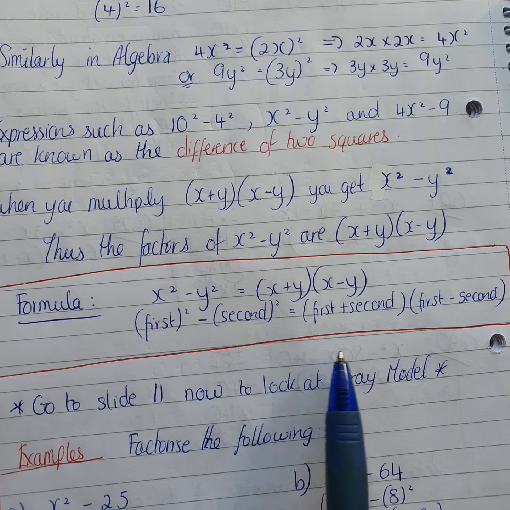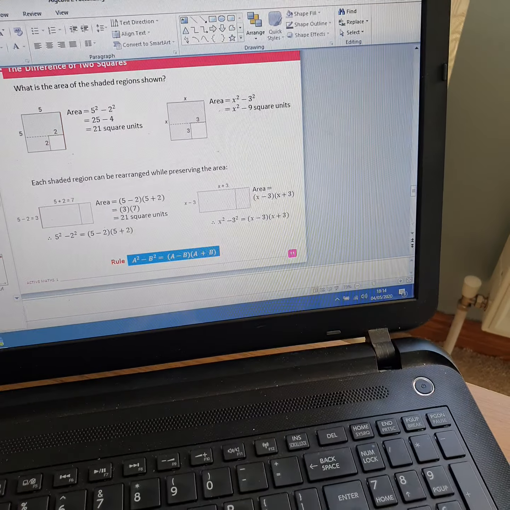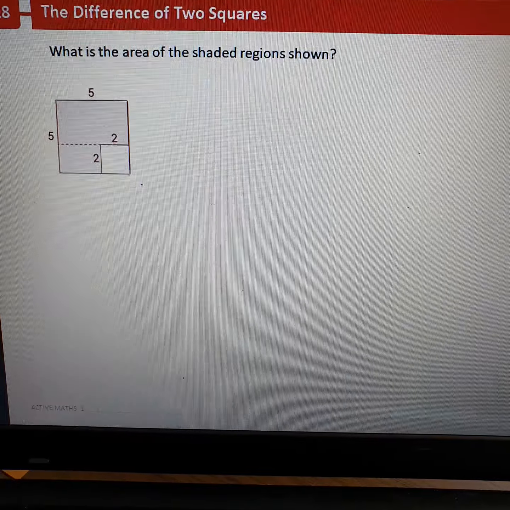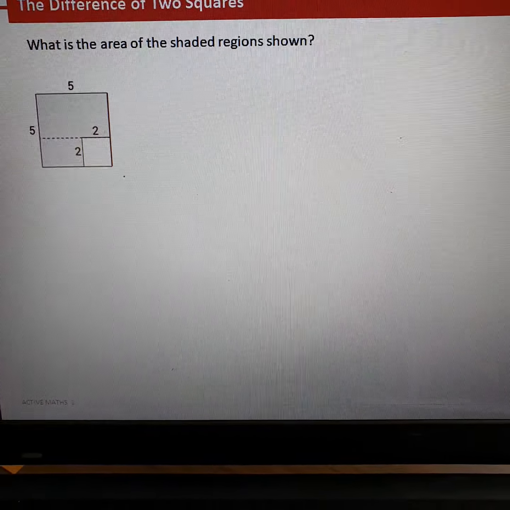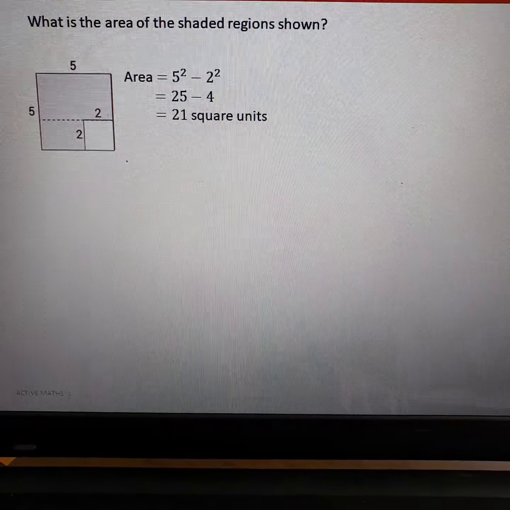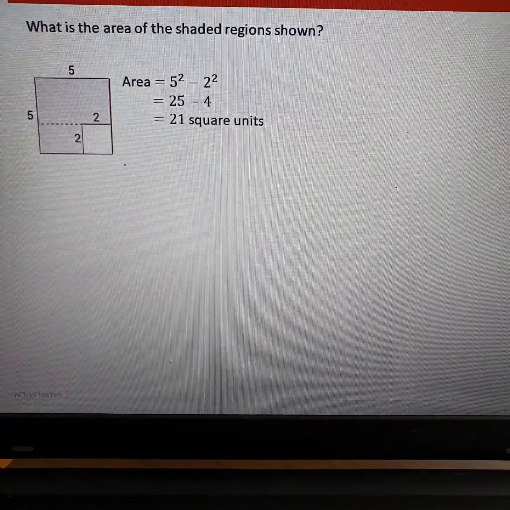So I'm going to go to slide 11 now in your PowerPoint, just to go through the array model, how it works as well, okay? So if you look at this, what is the area of the shaded region shown? Okay, so let's have a look here. How would you work out the shaded regions here? What would you come up with first? So it is like, I suppose, a square, but there's been a little section taken out. So the area really is like 5 squared minus 2 squared, because it's like the area of 5 times 5, the whole thing, minus the area of 2 times 2, that little square. So that's really 25 minus 4, which is equal to 21 square units, okay?